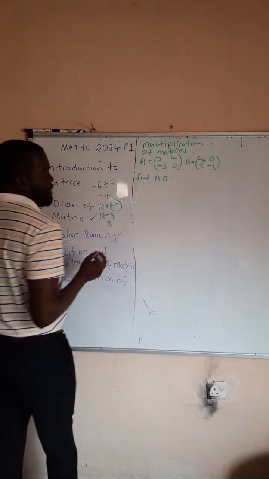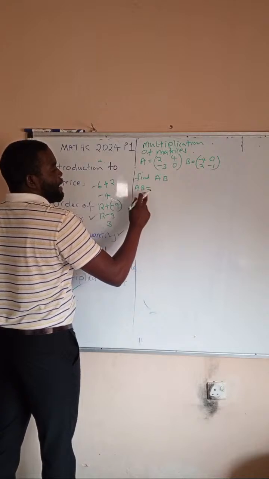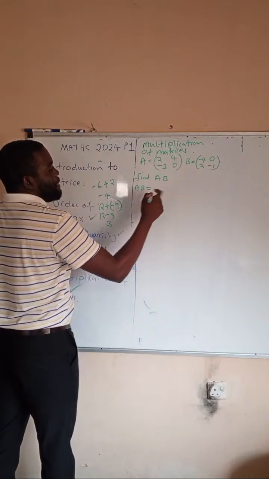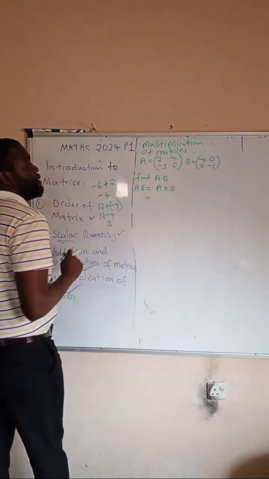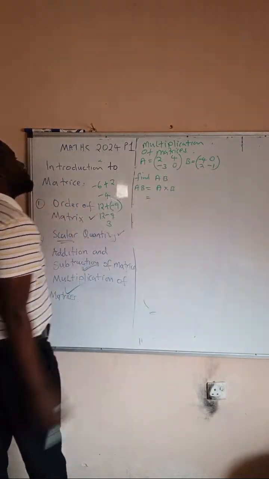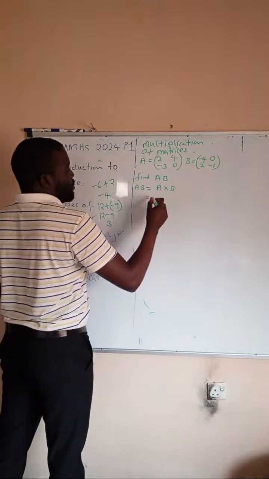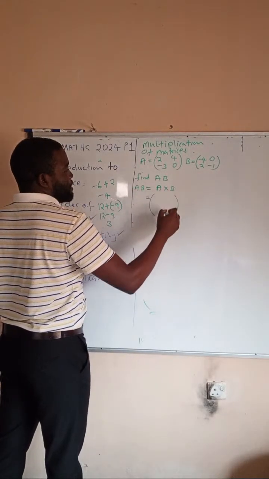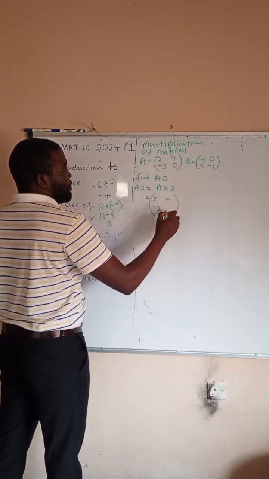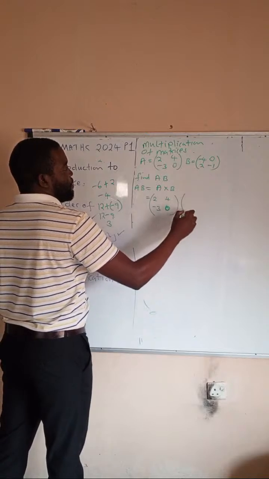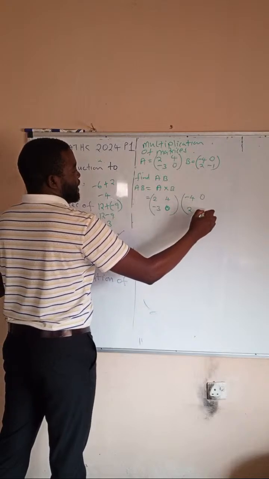How do you find AB? What does it mean when I say AB? It means A times B. So these matrices can be multiplied. You multiply them like this: 2, -3, 4, 0 multiplied by -4, 2, 0, -1.